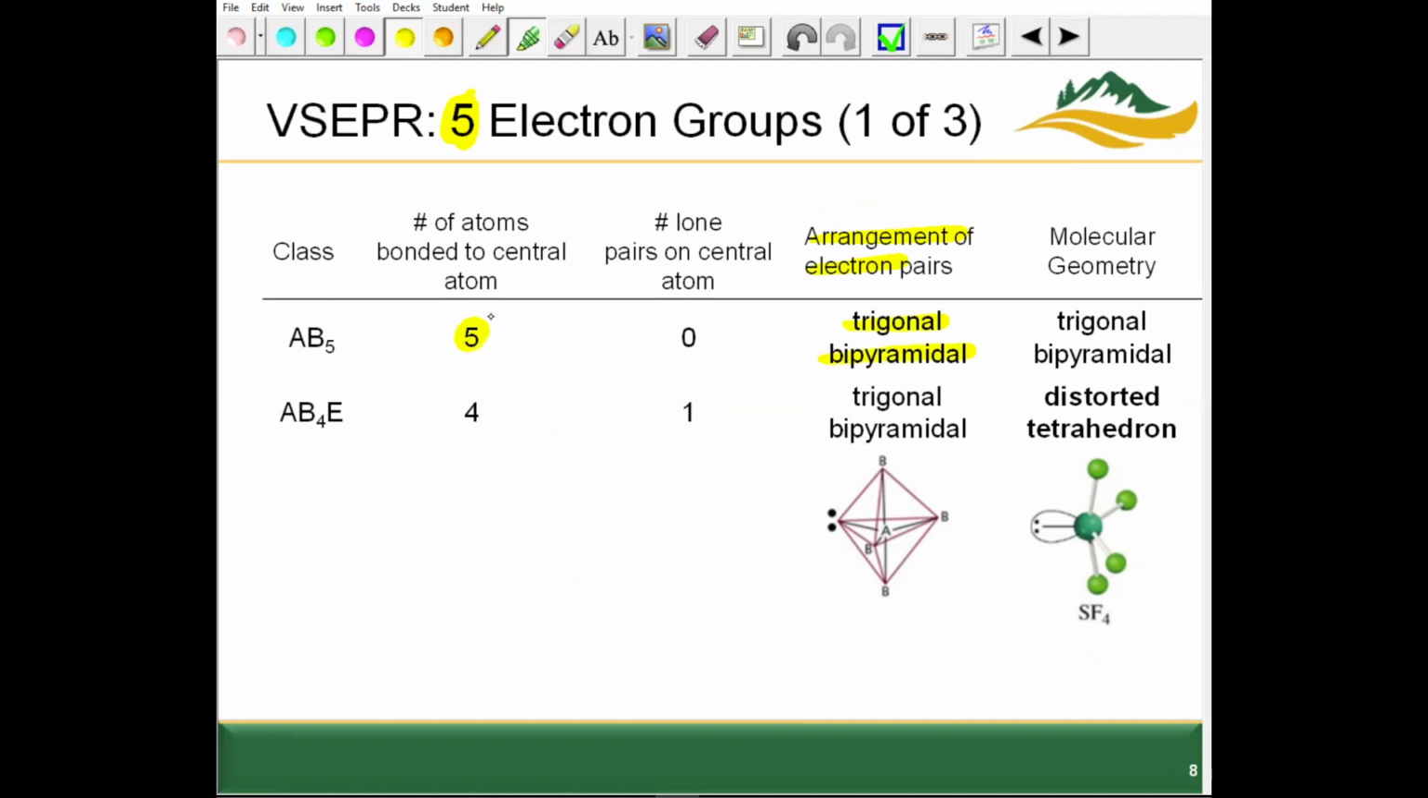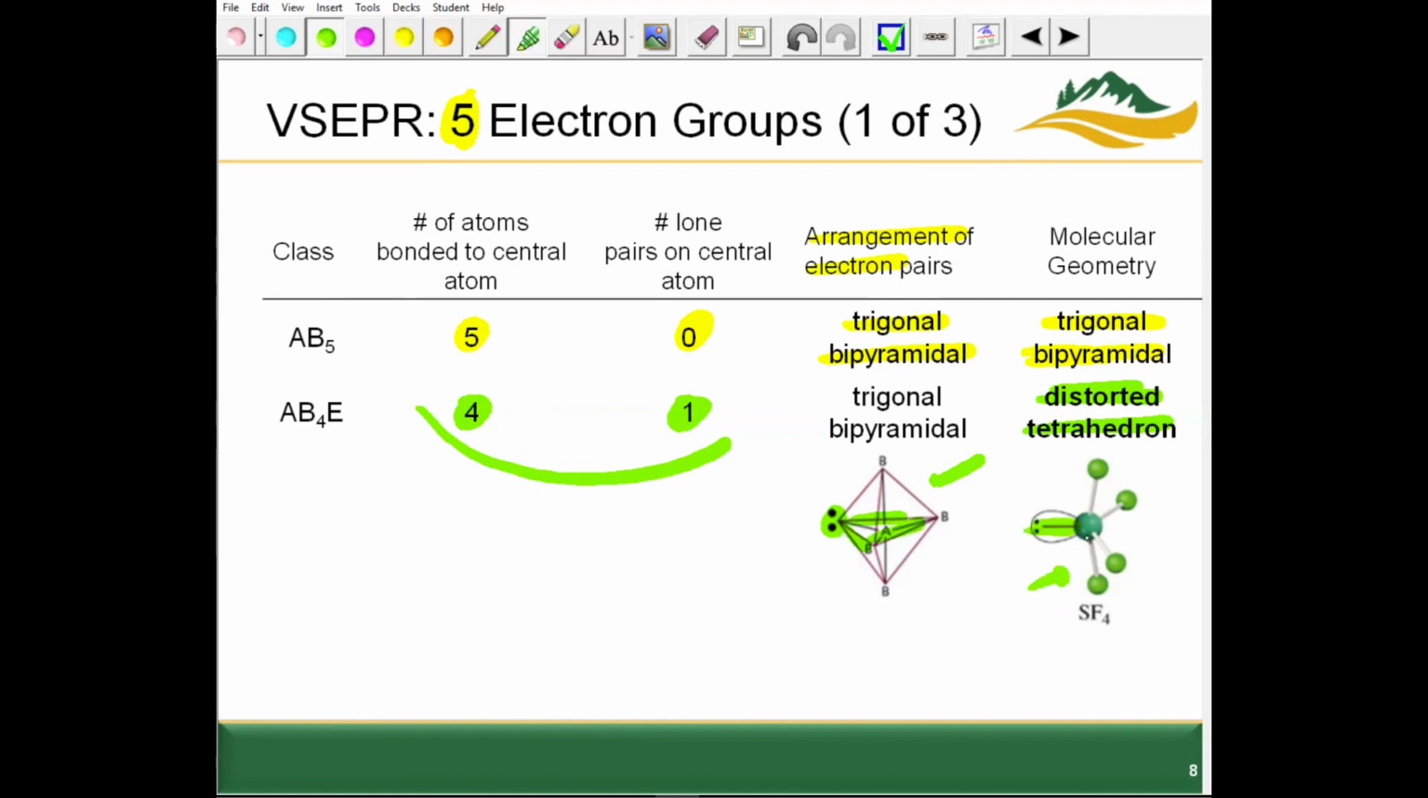When there are 5 bonds and 0 lone pairs of electrons, we call the molecular geometry still trigonal bipyramidal. So still 5 groups here when 4 of those are bonds and 1 of those groups is a lone pair, like we see here. The molecular geometry or shape that we call that now is a distorted tetrahedron. We're going to put that lone pair to where it can be furthest away from every other group. So it's going to be in the equatorial position, so here.